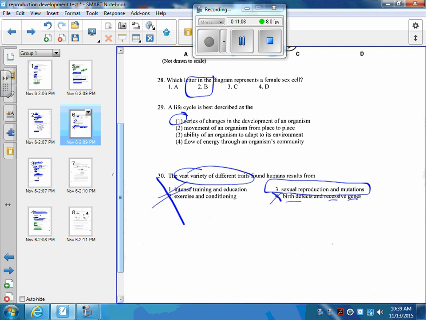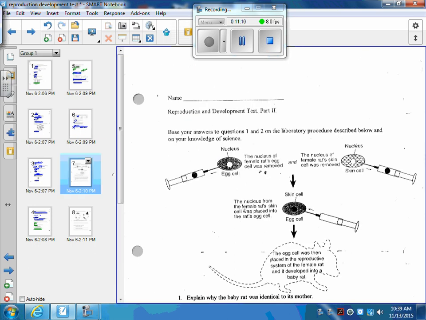All right, part 2. This is going to be one long video. Base your answers to questions 1 and 2 on the laboratory procedure described below and your knowledge of science. You have an egg. They're taking the nucleus out. Now they're taking a skin cell. They're taking the nucleus out of that also. They're putting the skin cell's nucleus into the egg cell. So the egg cell was then placed in a rat.